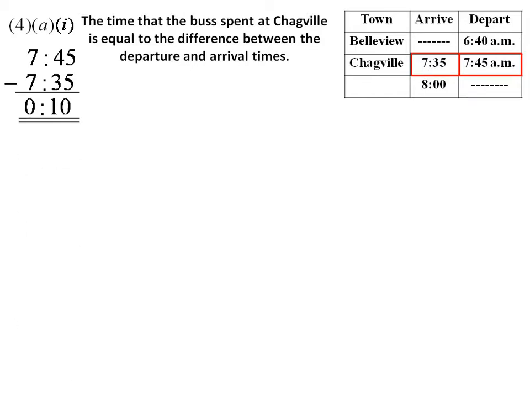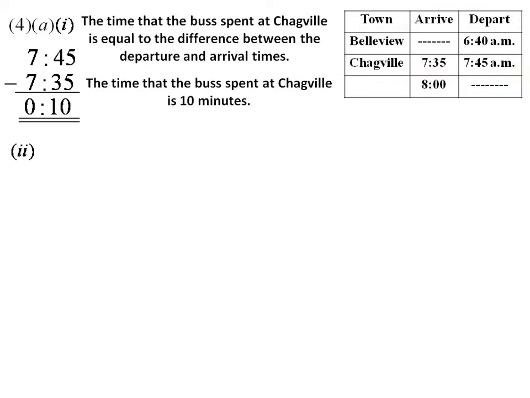Not difficult. 7:45, 7:35, 35 from 45 is 10. There's nothing to it. The time that the bus spent at Chagville is 10 minutes. What is the next one?